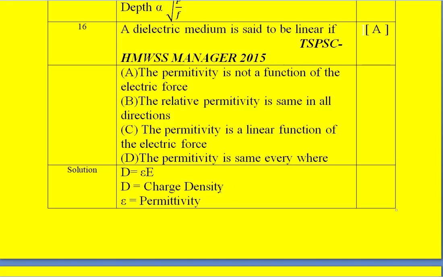We know the charge density and electric field are related like this: D is equal to epsilon into E. When it wants to be linear, meaning proportional, the permittivity should not be a function of electric force, meaning it should be independent of E. So A is the right answer.